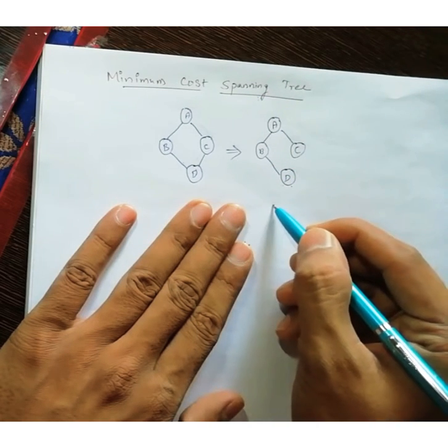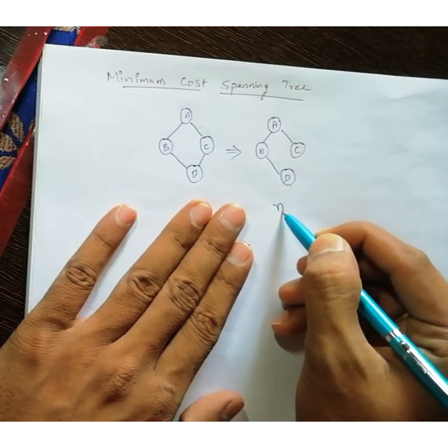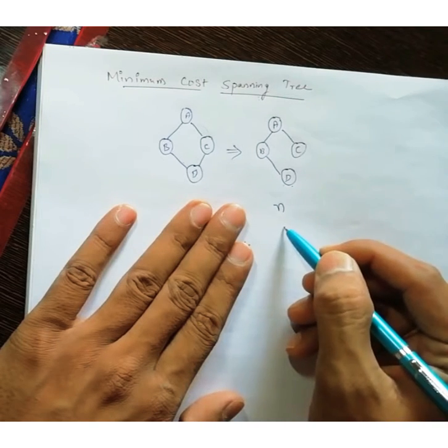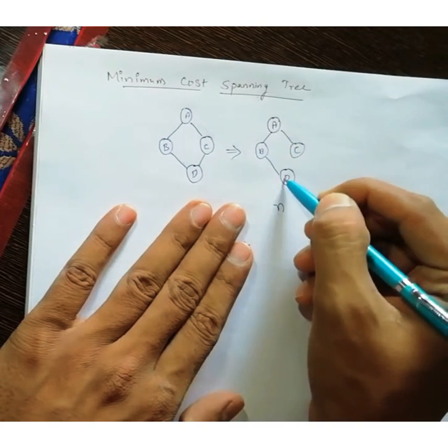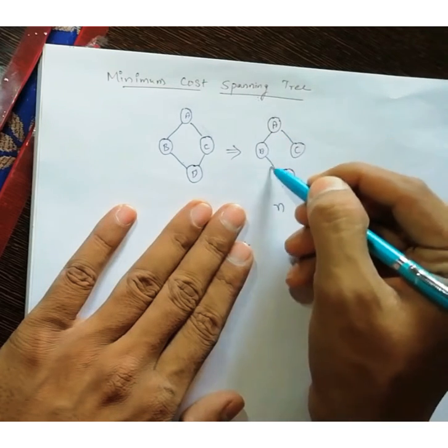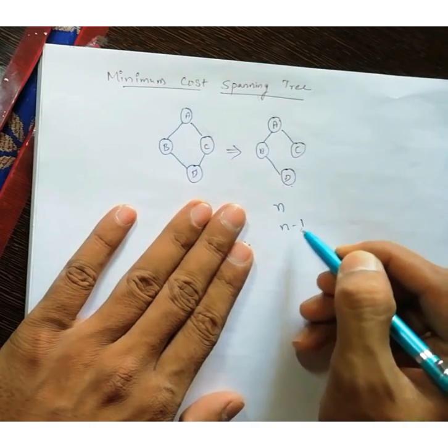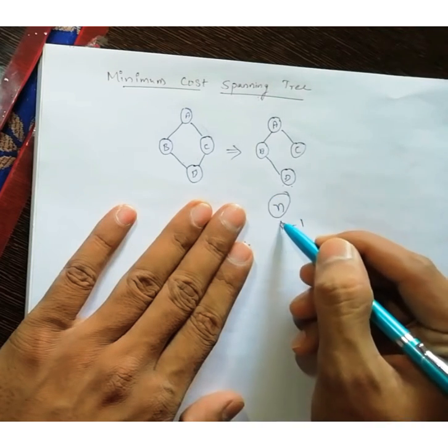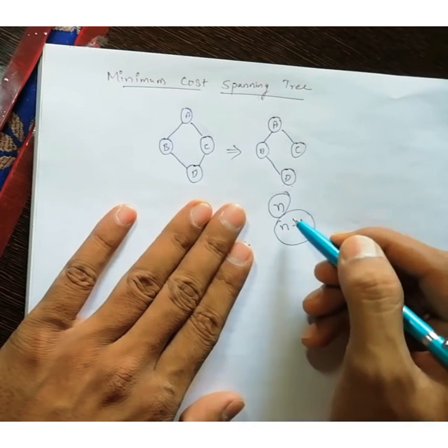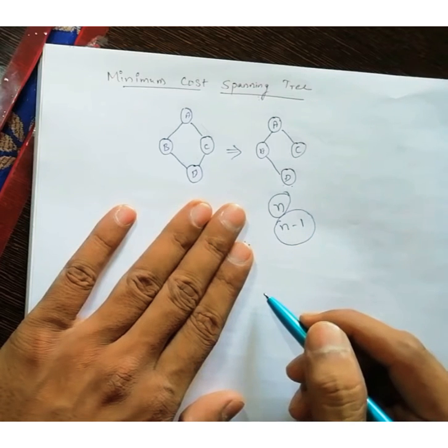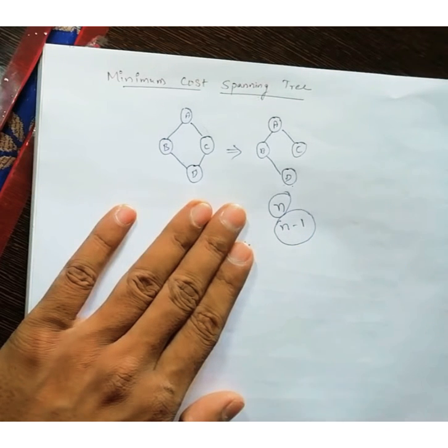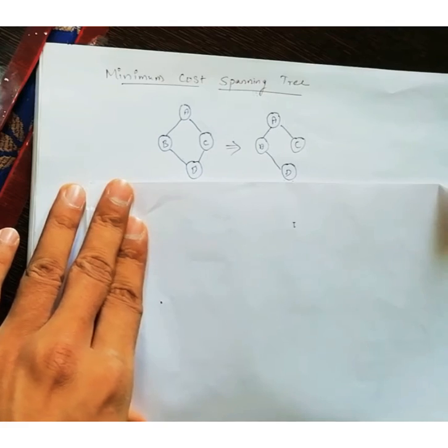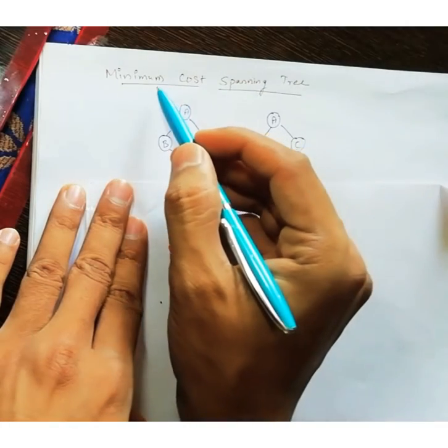For example, how many vertices are here? N vertices, 1, 2, 3, 4. And how many edges? 1, 2, 3. That means n minus 1 edges are there. So a graph with n vertices and n minus 1 edges we are calling a spanning tree. Clear? Next we will see what is a minimum cost spanning tree.